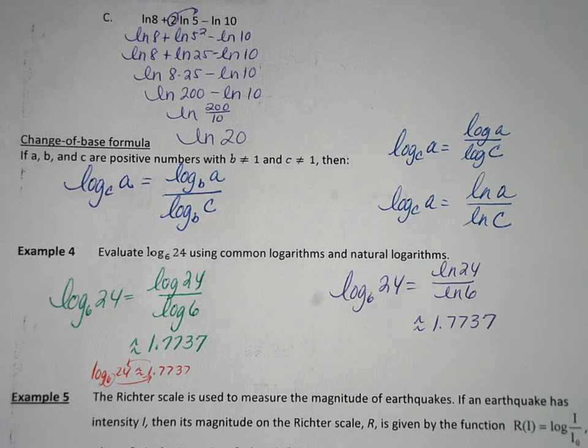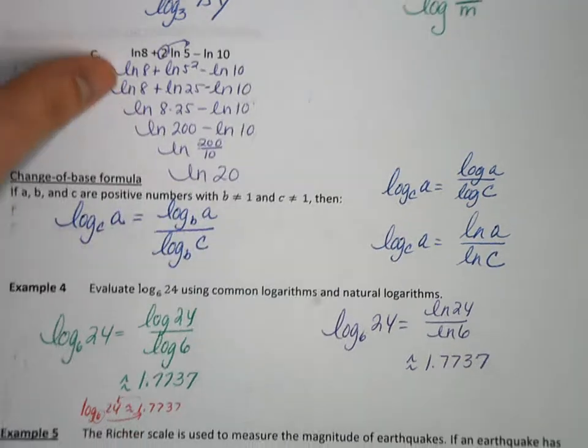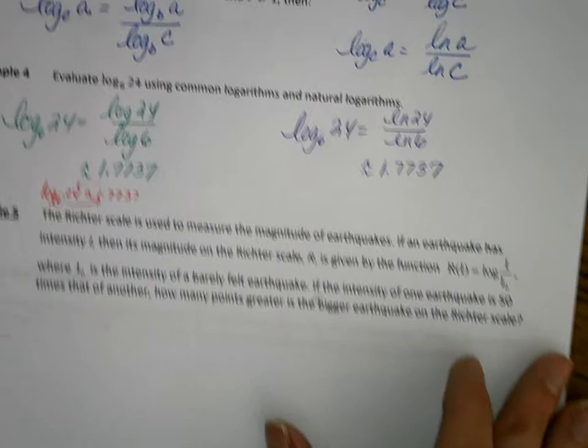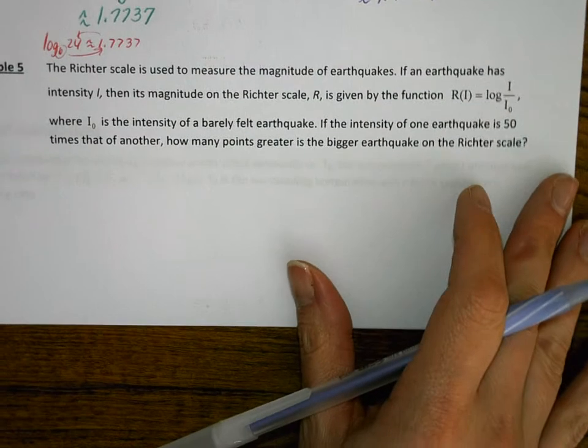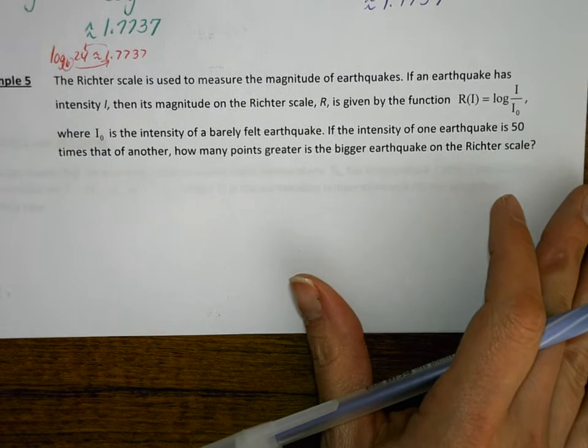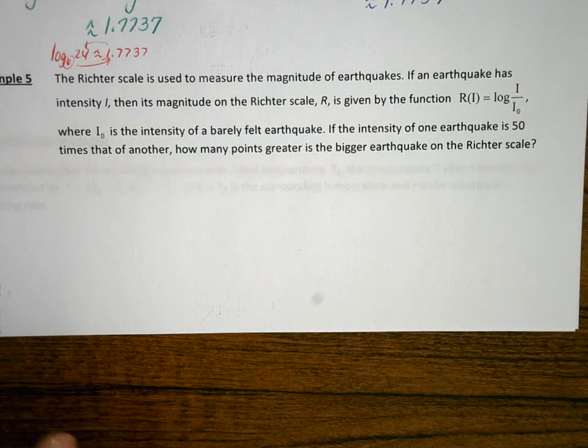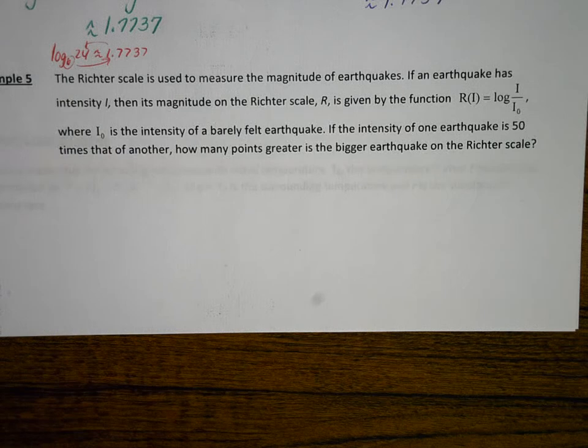All right, one last application situation of these logarithms. And this is a very interesting application because this is exactly where this comes from. The Richter scale for earthquakes is something that a lot of people do not completely clearly understand. The Richter scale is used to measure the magnitude of earthquakes. If an earthquake has an intensity of I, then its magnitude on the Richter scale is given by a function R of I is equal to the log of I over I sub 0. I sub 0 is the intensity of an earthquake you hardly even feel.